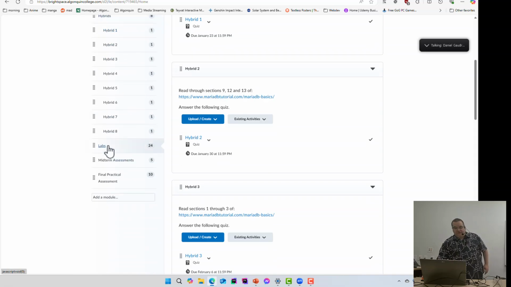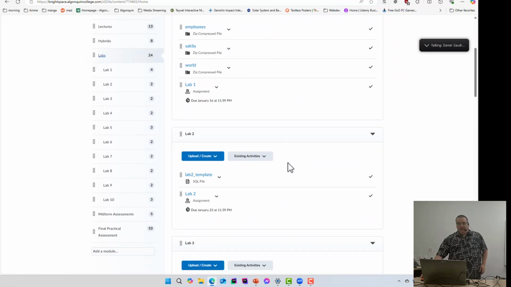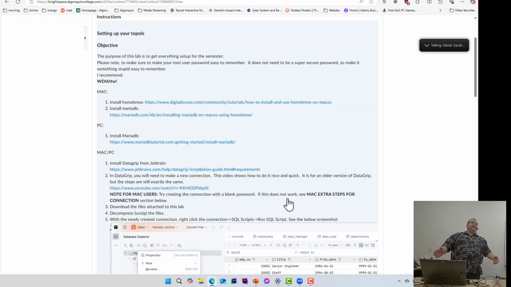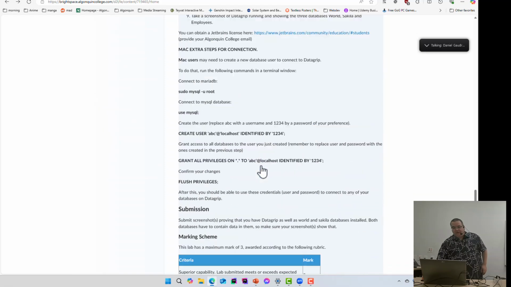Your labs are all here, listed one after another. And you click on the lab itself, you'll actually have the actual instructions for the labs. There's no PDFs to download. It's all there. Outside of lab one, I'm just going to go to lab two really quick.